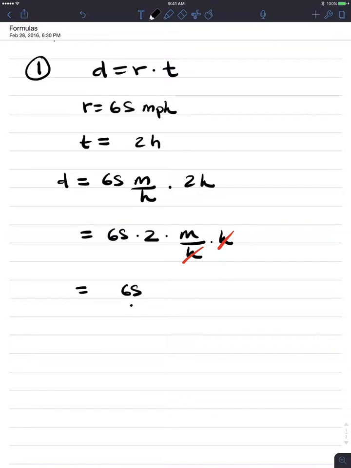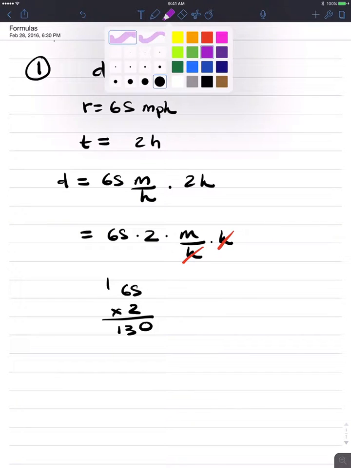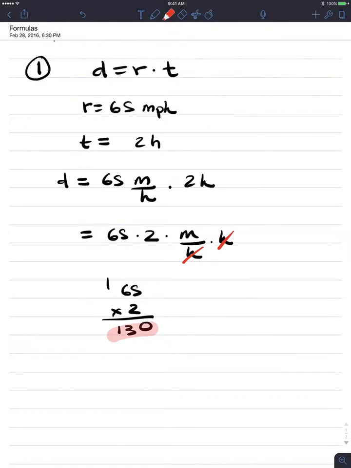Now, 65 times 2: 2 times 5 is 10, carry the 1. 2 times 6 is 12, plus 1 is 13. For an answer of 130 miles. My final answer: that distance is 130 miles. Make sure that you keep the units. 130 miles.